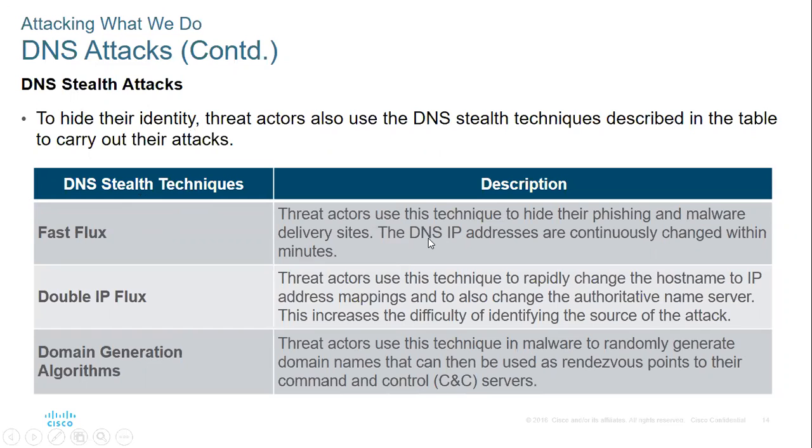So this is a technique where threat actors use phishing and malware delivery sites. Okay. And what happens here is that the DNS IP addresses which the threat actors are using keep on changing, and it will be difficult, of course, to trace them. Okay. Double IP flux attack. So this is where the host name and IP mappings also keep on changing so that you can't trace the threat actors.